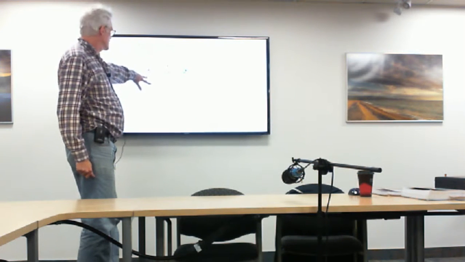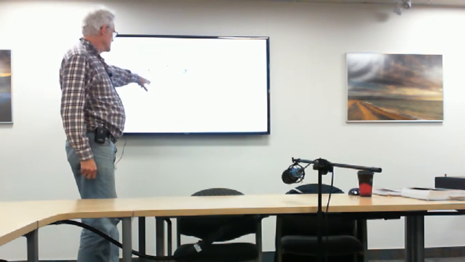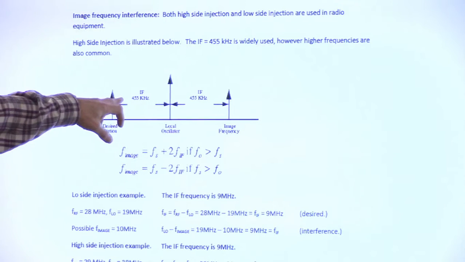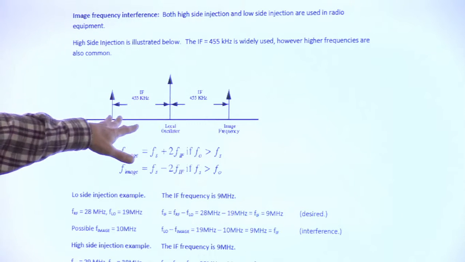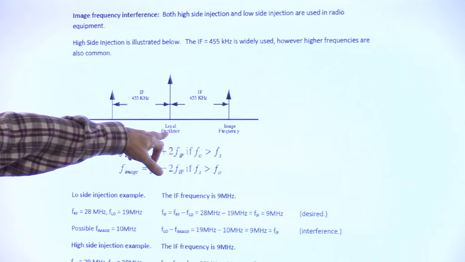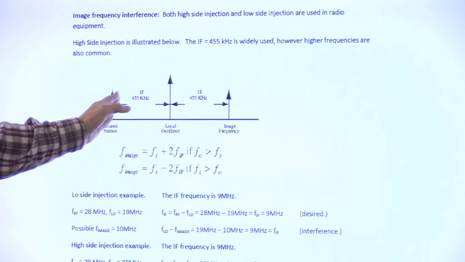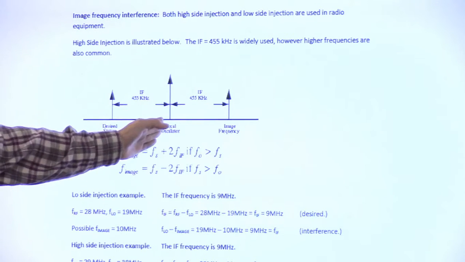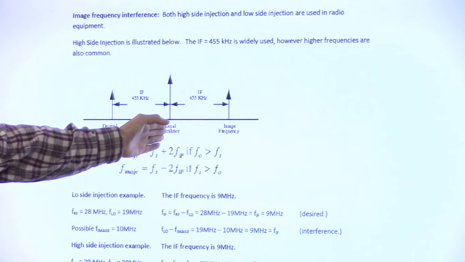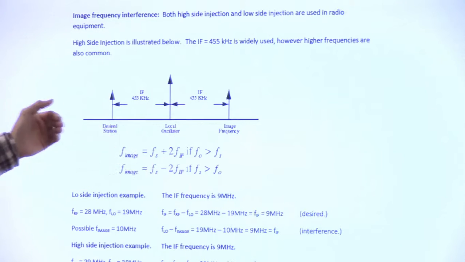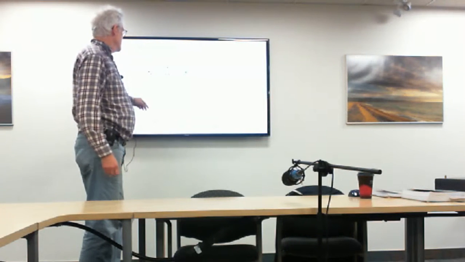Okay, so in this case, here's our desired station. This is the frequency we want to listen to. We're running our local oscillator at 455 kilohertz, so our local oscillator frequency is going to be 455 kilohertz below our desired station. So when we mix them or subtract them, it will give us the difference.